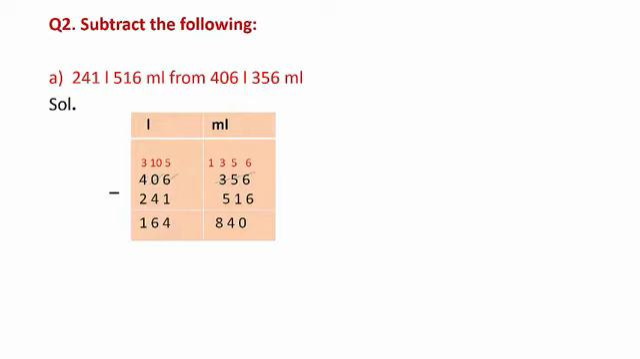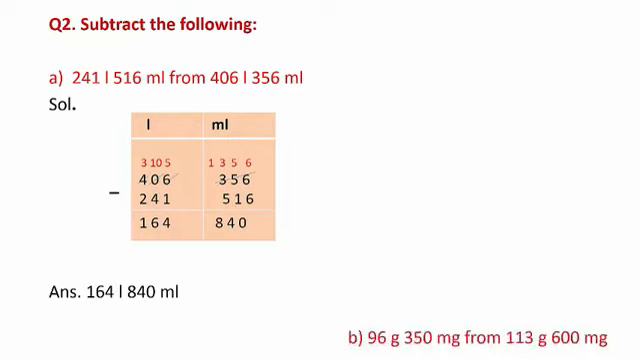And in the tens column, 4 cannot be subtracted from 0, so we'll again take borrow from the 100th number, that is 4. So 4 will become 3 and 0 will become 10. So 10 minus 4 is 6 and 3 minus 2 is 1. So our answer is 164 liter 840 milliliter.